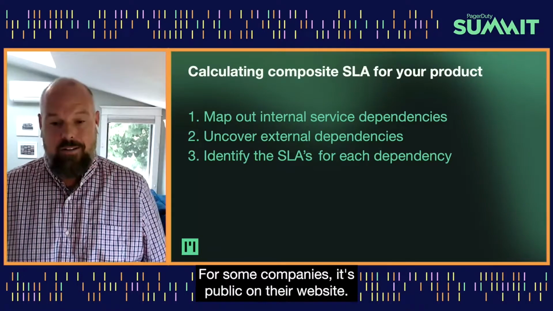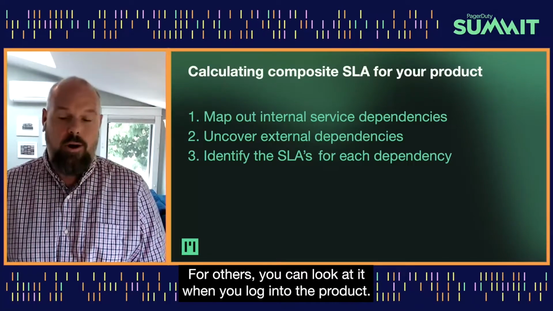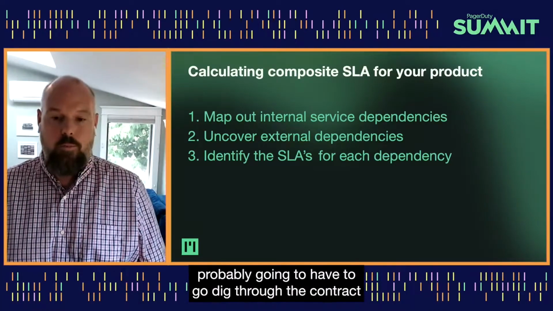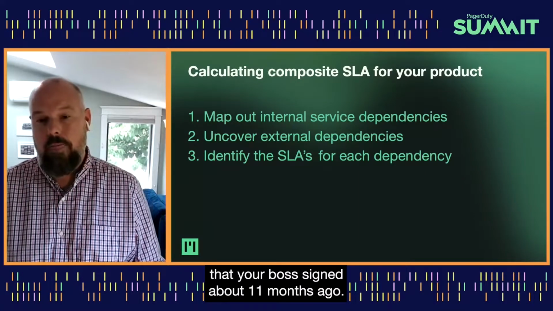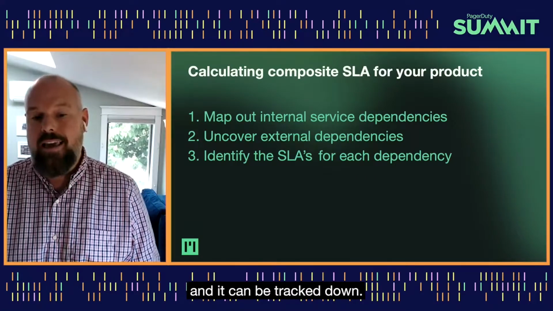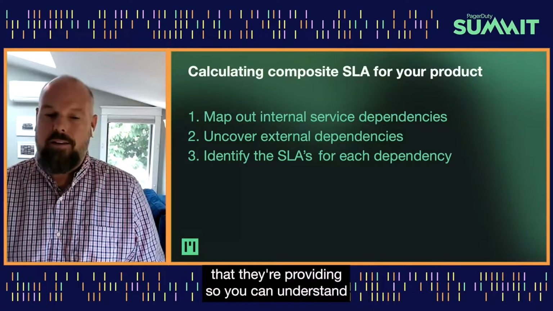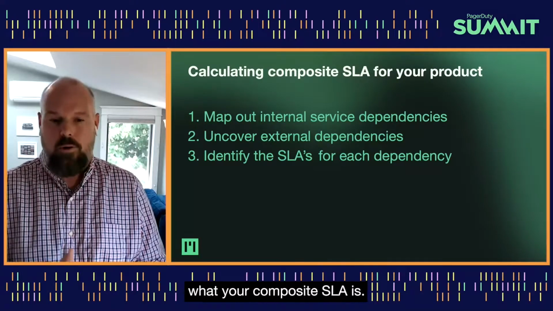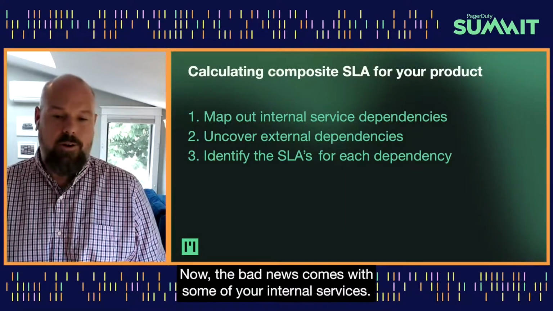For some companies, it's public on their website. For others, you can look at it when you log into the product. And for a whole bunch more, you're probably going to have to go dig through the contract that your boss signed about 11 months ago. But it's okay because this data is available to us and it can be tracked down. And I believe it's critical that you understand the reliability that they're providing so you can understand what your composite SLA is. Now, the bad news comes with some of your internal services.